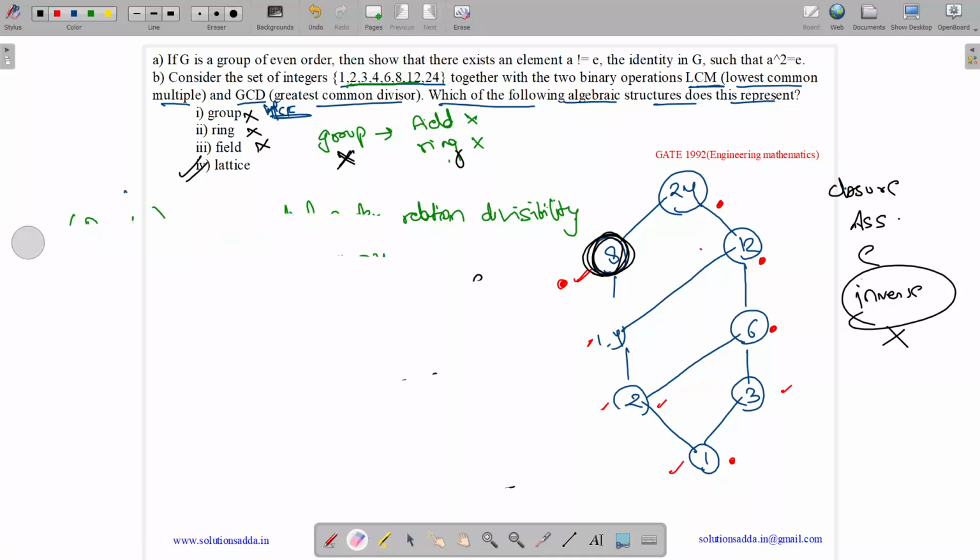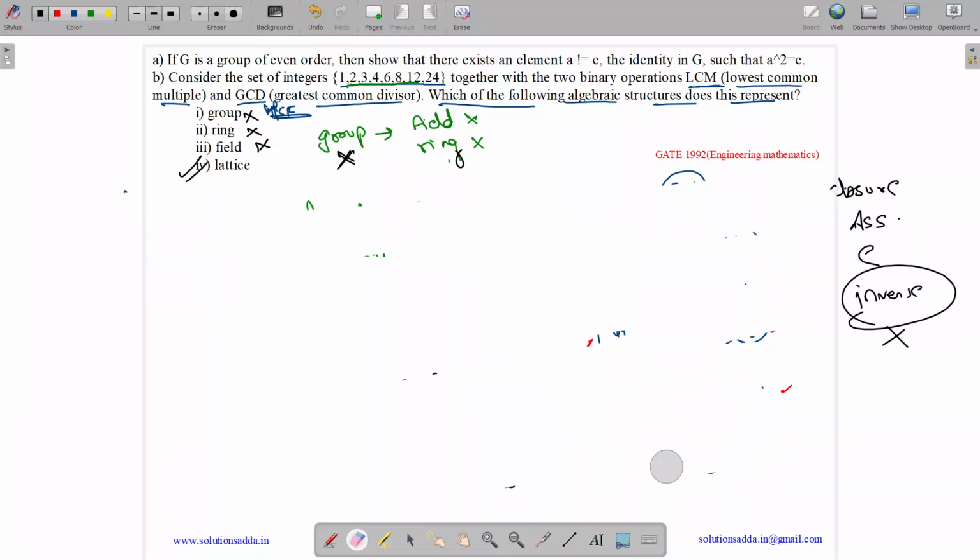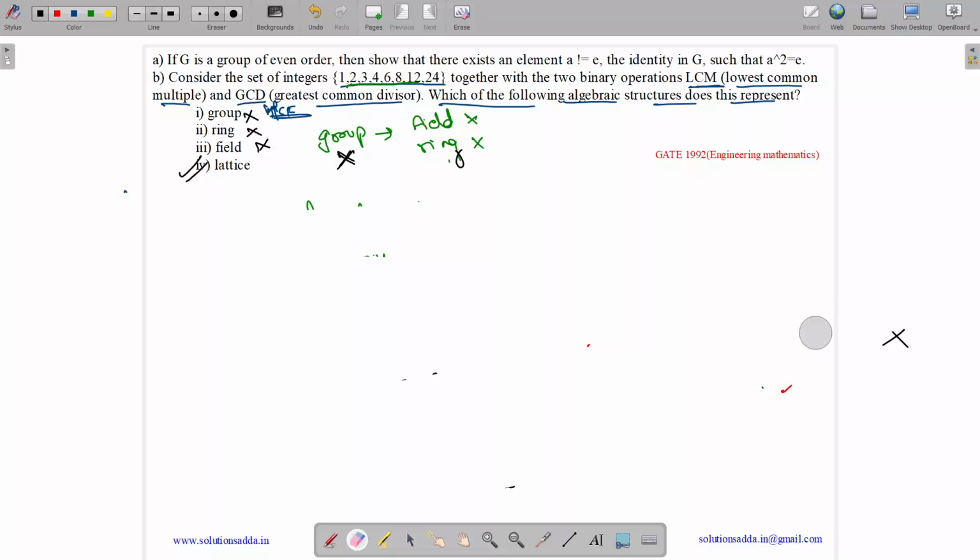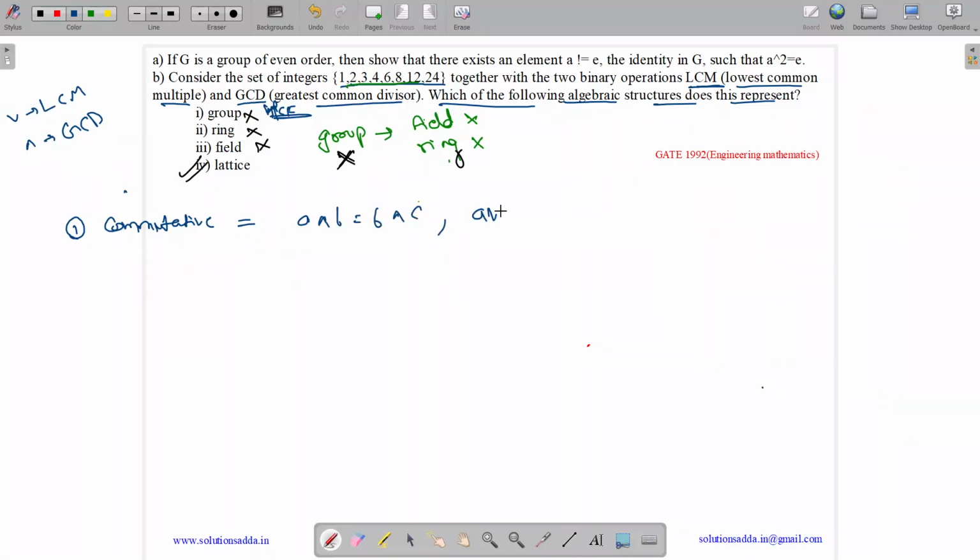There is another method of doing this where I will tell you the properties of lattice and you can solve it directly without checking for a group. So what is a lattice? You can say it follows commutative property. Let us assume this is LCM and this is GCD. Then we can write A hat B equals B hat A and A or B equals B or A. This is commutative property.